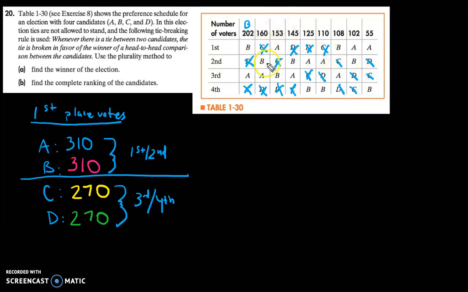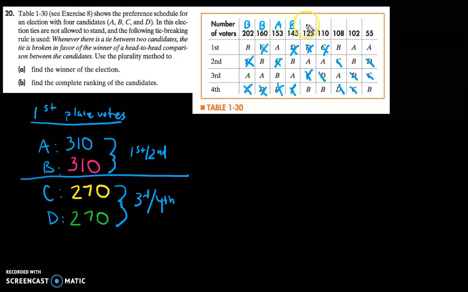Okay, these 160 people, they put B over A. Doesn't matter that they didn't put them first. If they were the only two choices, they would have put them first over this one. So these 160 people also get to vote for B. These ones look like they would have voted for A. They put them first. These ones would have gone for B if they were the only two choices.